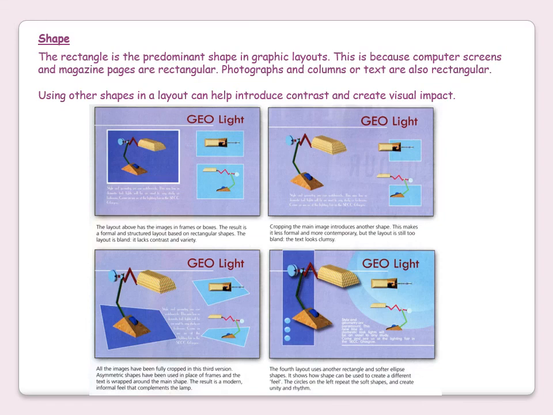Bottom left. All the images have been fully cropped in this third version. Asymmetrical shapes have been used in place of frames, and the text is wrapped around the main image. The result is a modern, informal feel that complements the lamp. The fourth layout uses another rectangle and softer ellipse shapes. It shows how shape can be used to create a different feel. The circles on the left repeat the soft shapes and create unity and rhythm.